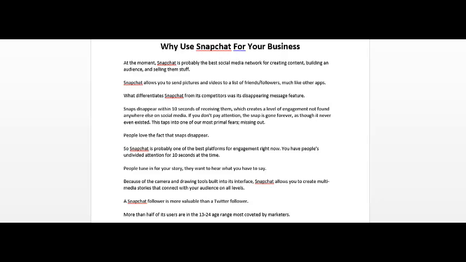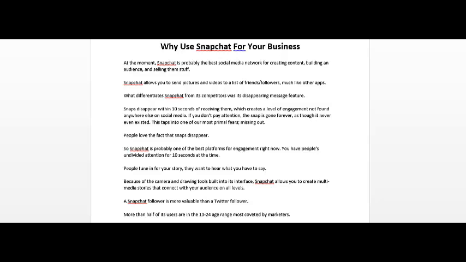You have people's attention, undivided attention, for 10 seconds at a time. And this is what makes Snapchat different from other apps or social media platforms: its disappearing message feature. When you create a story or a snap, those snaps disappear within 10 seconds of people receiving them. And if you don't pay attention, or if your followers don't pay attention, that snap is gone forever, as though it never existed. And so this taps into one of our most primal fears, which is missing out. And people love the fact that snaps disappear.